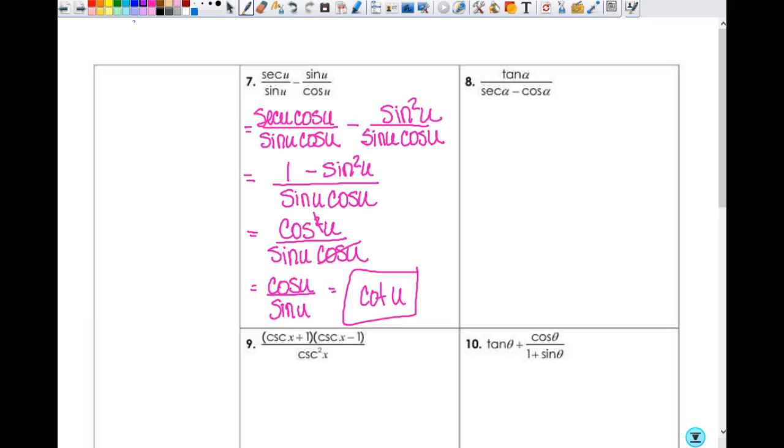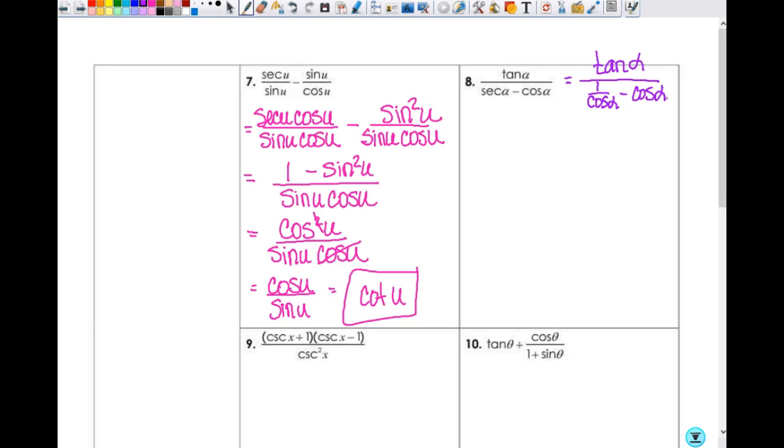Can I split this fraction? No, because you can't split the denominator. You can only split the numerator, right? So instead, we are going to work with some quotients and reciprocals. But I'm going to start with just the denominator first. So I'm going to make this tangent alpha over, well, what is secant the reciprocal of? Cosine. So this is going to be 1 over cosine of alpha minus cosine of alpha. When you're doing the reciprocals, most of the time you don't want to change them into secant and cosecant, you're trying to get everything into sine and cosine.